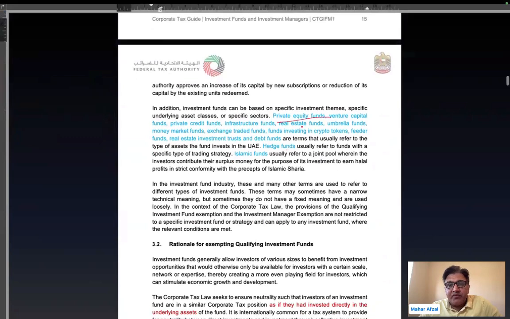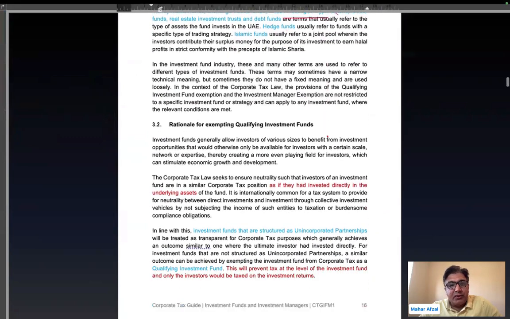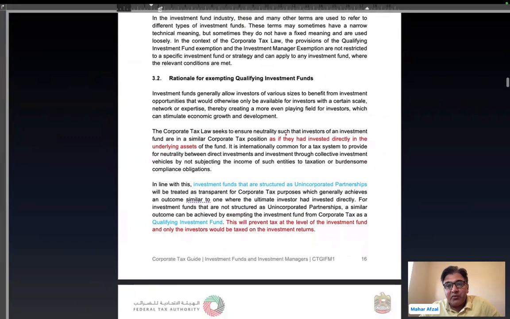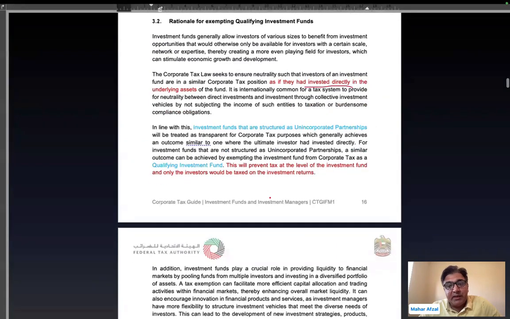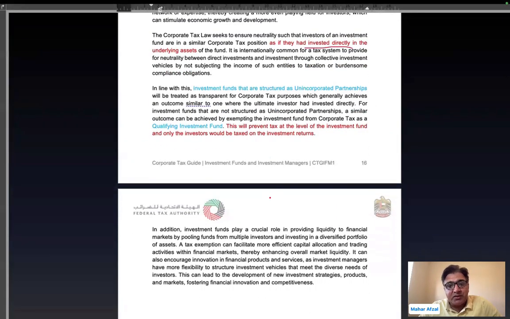These are different funds given in the UAE. You can go through this. Rationale for investing in a qualifying fund: we have already discussed, invested directly in the underlying assets. And this is neutrality. It will be a special purpose vehicle. It will be assumed the investment has been made by the investors directly.